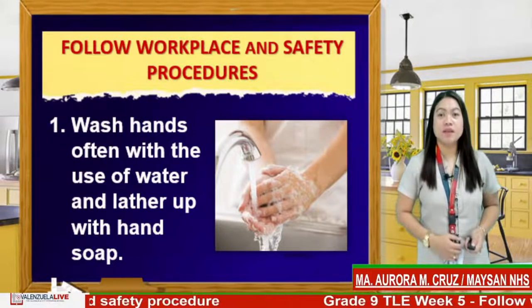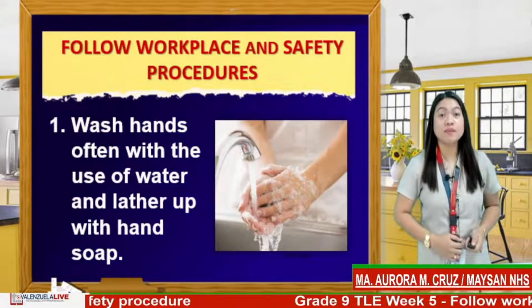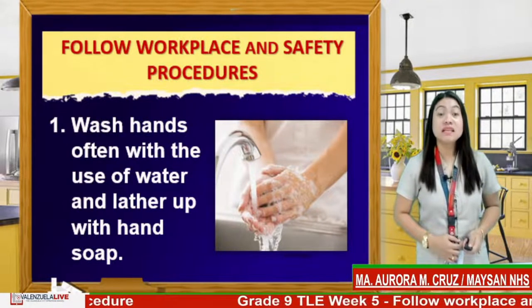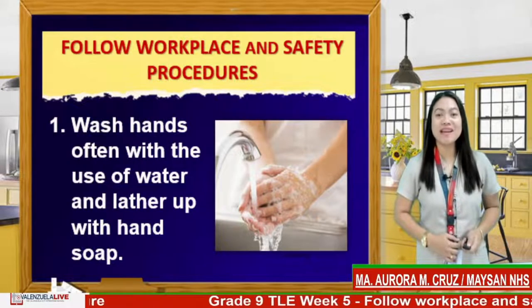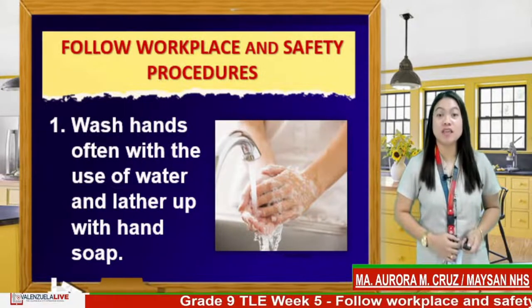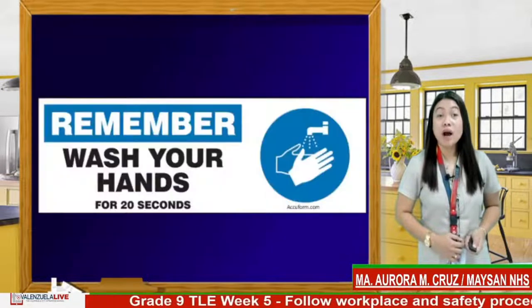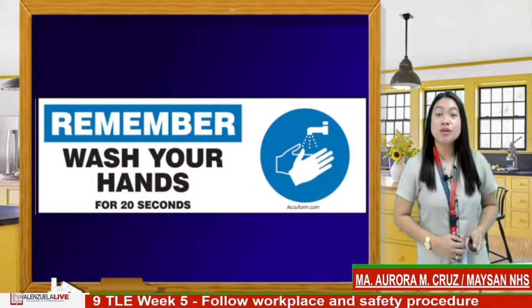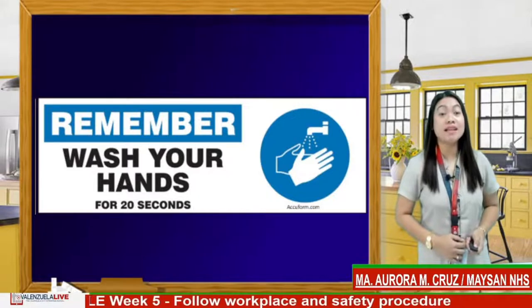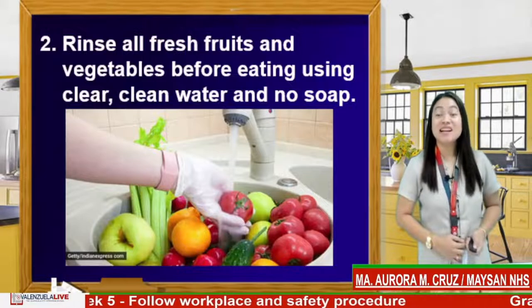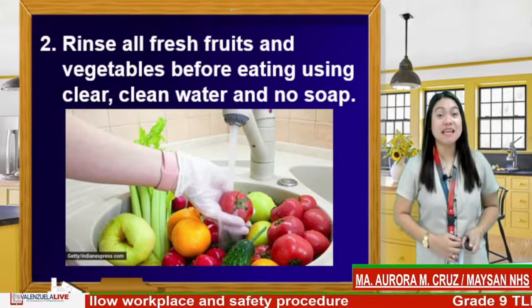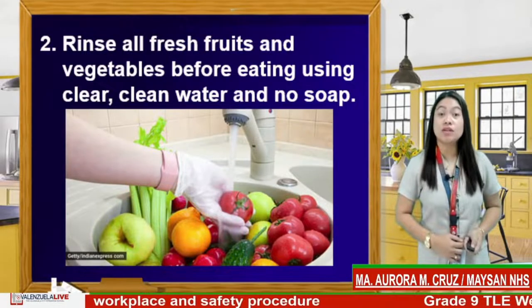Number 1. Wash hands often with the use of water and lather up with hand soap. Scrub the back and front of your hands, between the fingers, and your fingernails. Wash for at least 20 seconds and rinse under running water and dry with a clean towel. Rinse all fresh fruits and vegetables before eating using clear, clean water and no soap.